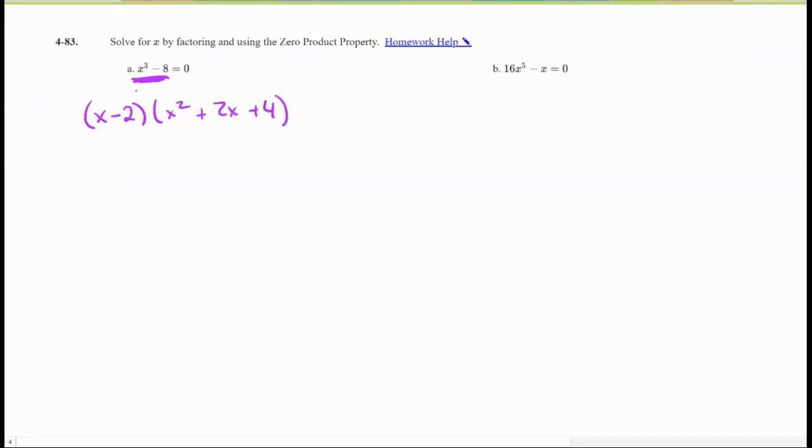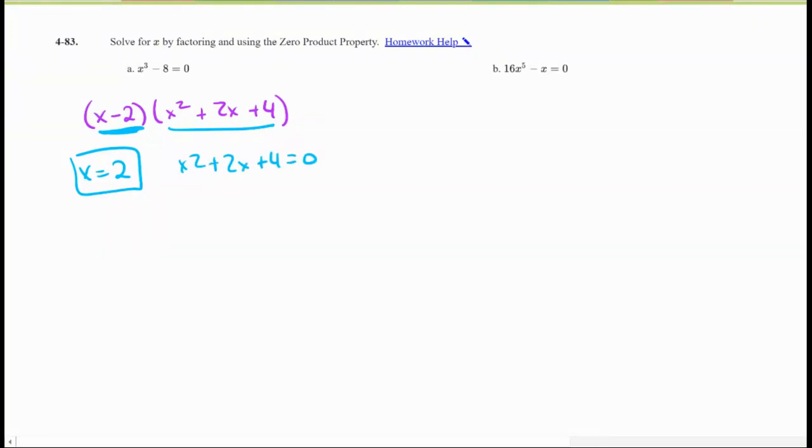So difference of cubes is a formula that helps us break up when we have two perfect cubes that are being subtracted. It breaks up like this, and we're solving for x, so there's going to be two solutions from this right side and one solution from the left side here. My first solution is x equals 2. My second solution is I'm setting this equal to 0.